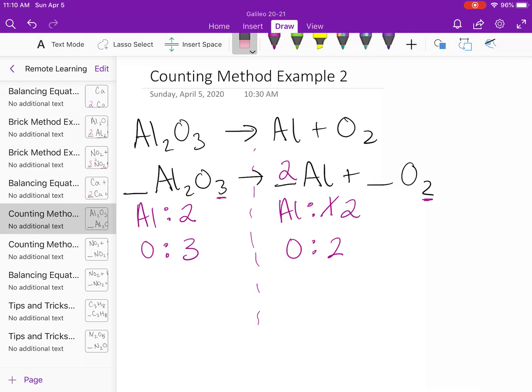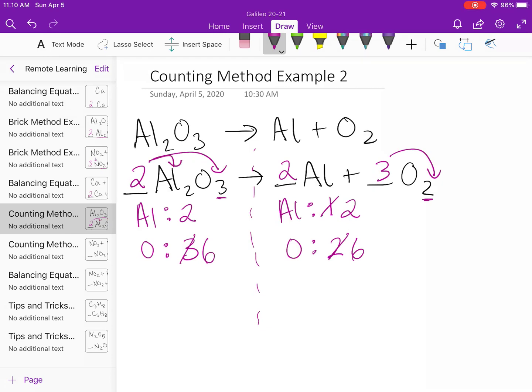What I want to do instead is look for a least common multiple. You might remember that term from math. The least common multiple between 2 and 3 is 6. So to get 6 oxygens on the right side, I would want to put a 3 there, because 3 times 2 is 6. And to get 6 oxygens on the left, I'd want to put a 2 here, because 2 times 3 is 6. But remember, it distributes to the entire molecule.